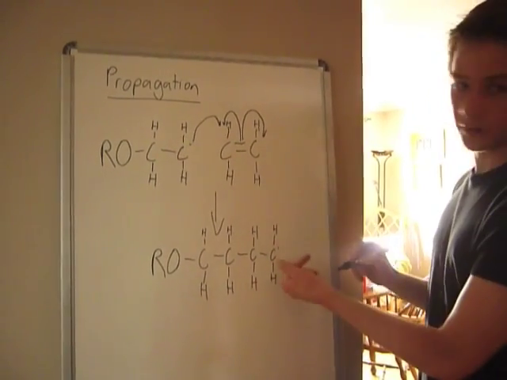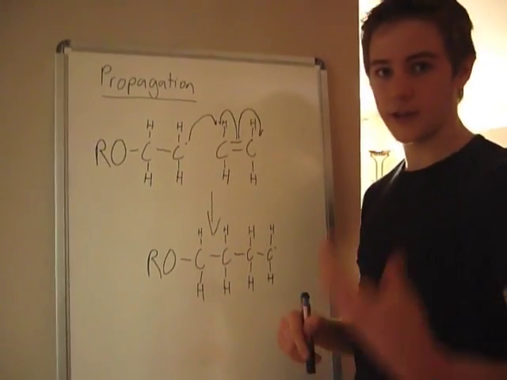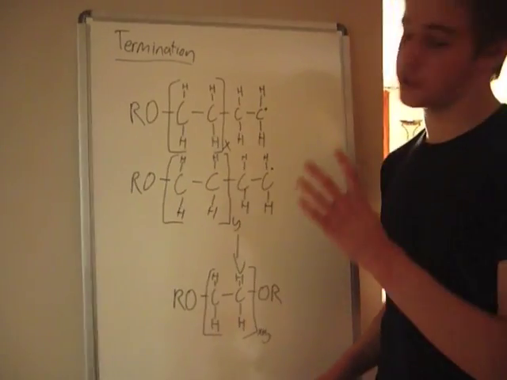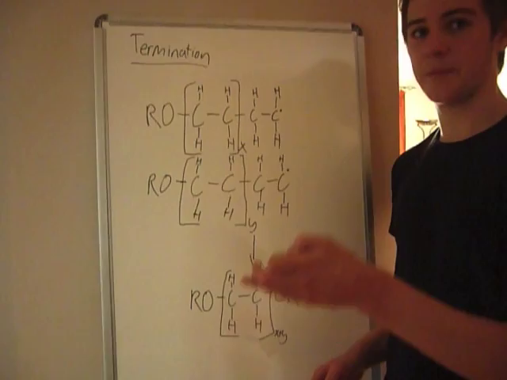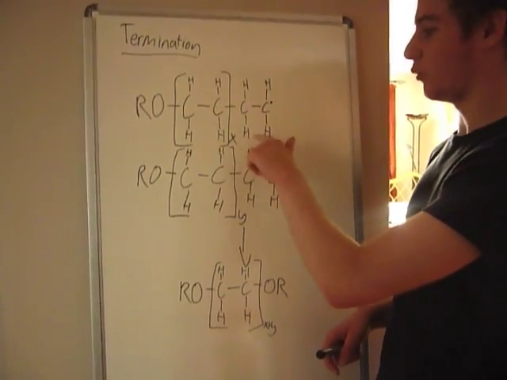Now this propagation step will happen over and over again, each time it encounters a new ethene molecule, ending up with a huge radical with X number of repeat units. That'd be hundreds of thousands of repeat units maybe. At some point you want this to stop because you want to get a complete polymer and you don't want the radical to continue reacting in that way.